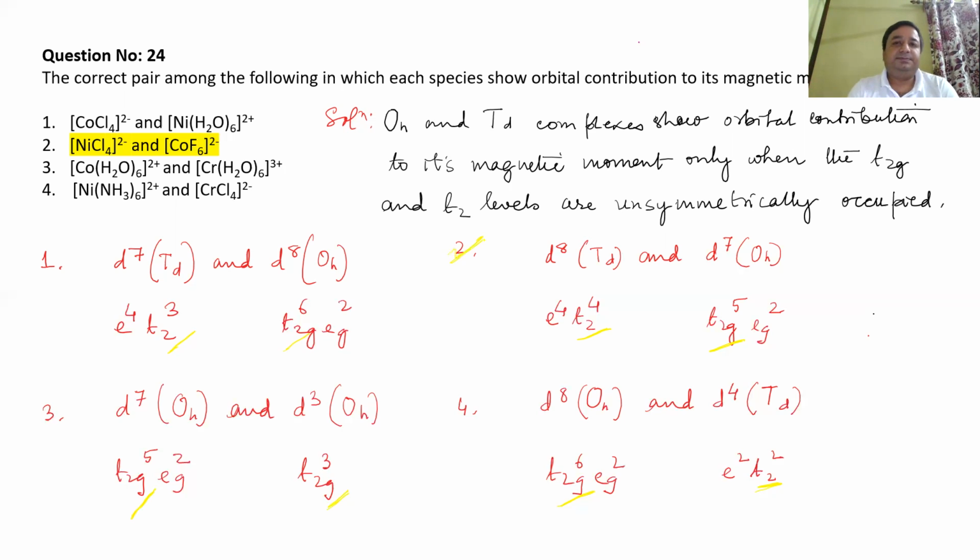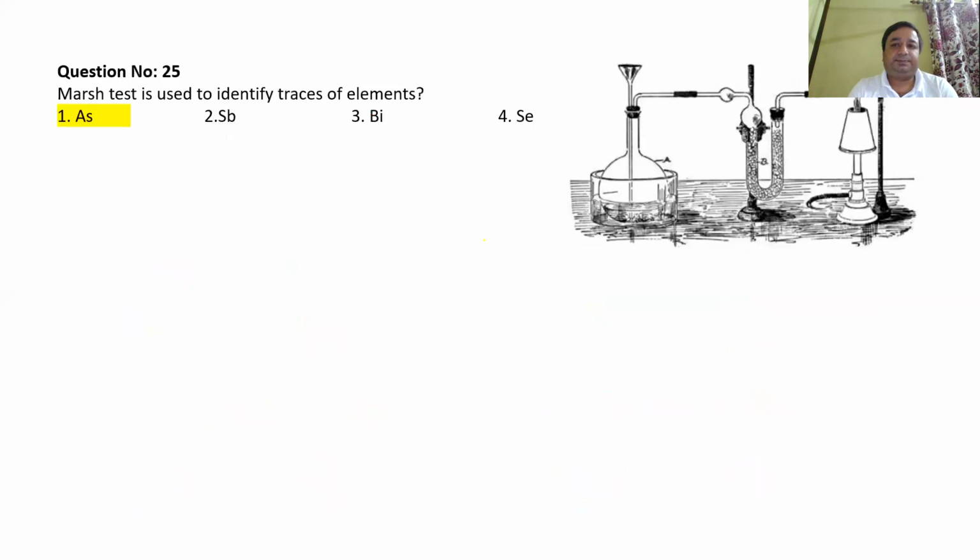All right. Next. Here the question is, Marsh test is used to identify traces of elements, that is arsenic, antimony, bismuth, selenium. Now, obviously developed by Marsh, following some previous observations to test arsenic. So obviously it is a memory-based question. Arsenic should be our answer. Little bit of analytical chemistry, which I need to explain.